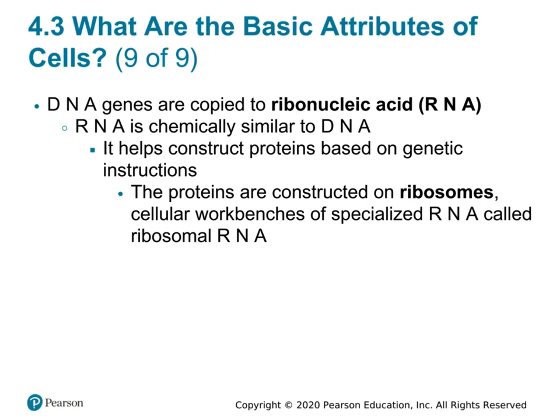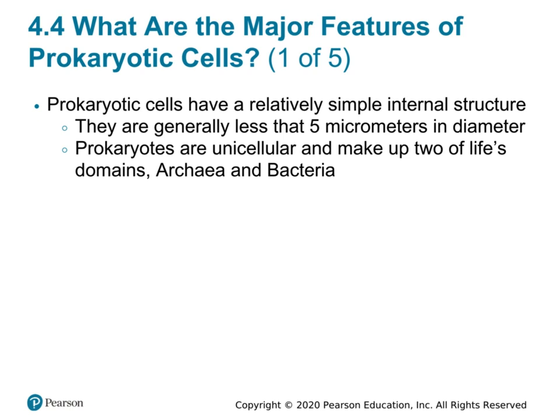Ribonucleic acid, or RNA, is chemically similar to DNA, and it helps process those genetic instructions. We process genetic instructions through RNA that come from DNA on ribosomes, which can be thought of as the protein workbenches of the cell. Prokaryotic cells also have a relatively simple internal structure, but they still have ribosomes. They still have cytosol. Even though they're generally less than 5 micrometers in diameter and they're unicellular, they do make up two of life's domains, archaea and bacteria.